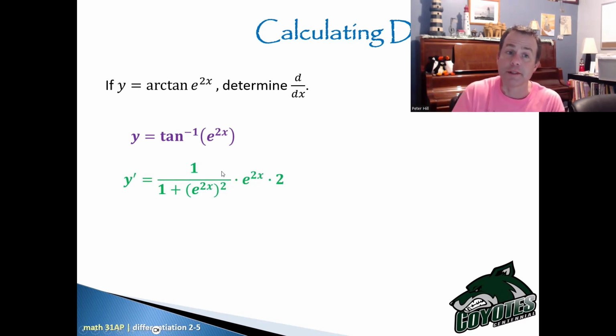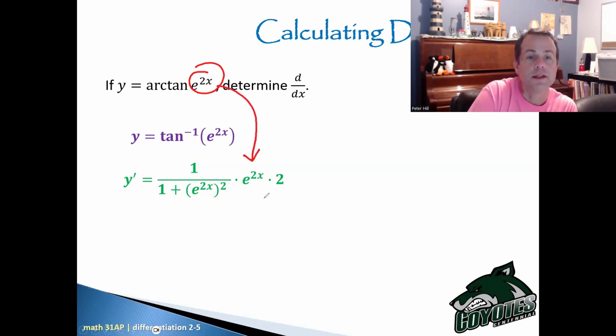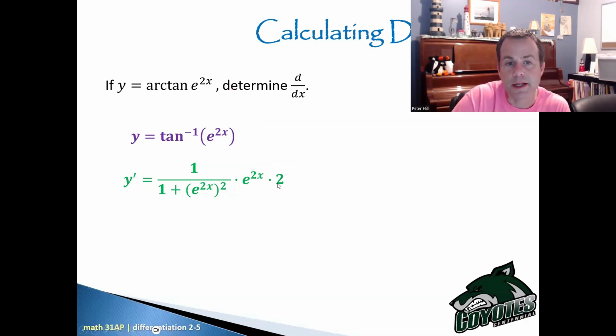Then I took the derivative of the inside function. So the inside function is e to the 2x, so the derivative of e to the 2x is e to the 2x times the derivative of that inside function. So I've got 3 layers of the chain rule there. The derivative of 2x is 2. So now I'm going to clean this up. This just becomes 2 e to the 2x on top, and this would become e to the 4x.